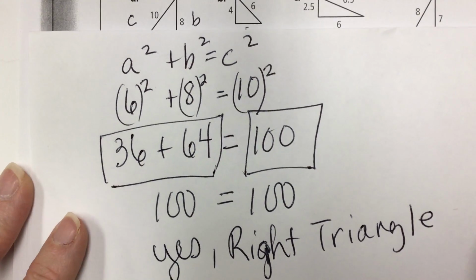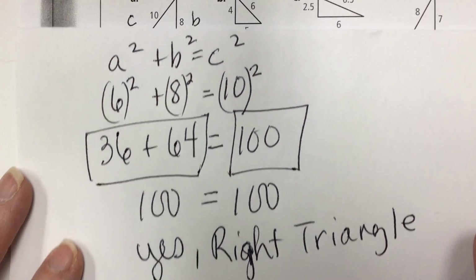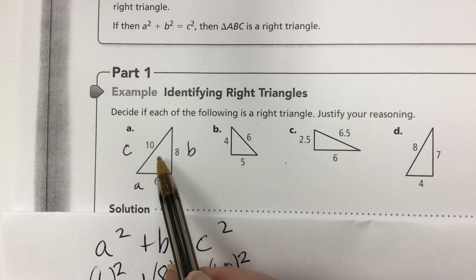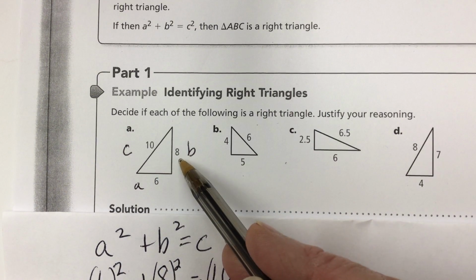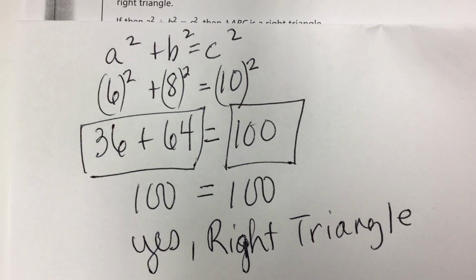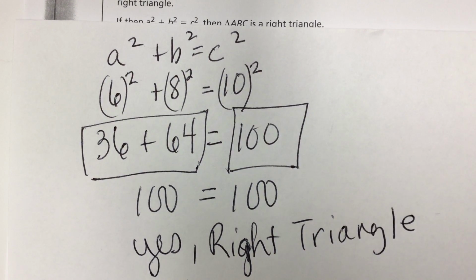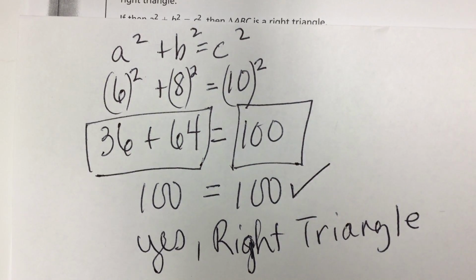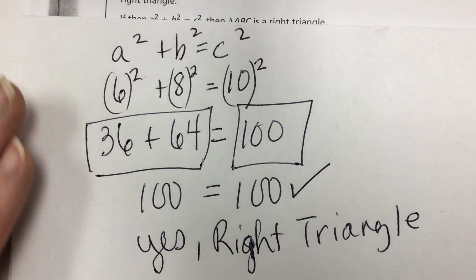So the question for this problem was, is this triangle a right triangle? You use the two smaller sides as your legs, and you use the larger side as the hypotenuse, and you run it through the Pythagorean theorem. If the left side equals the right side, then yes, they check out. And because the Pythagorean theorem does work, we can say that this triangle is a right triangle.